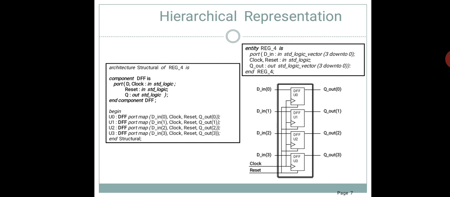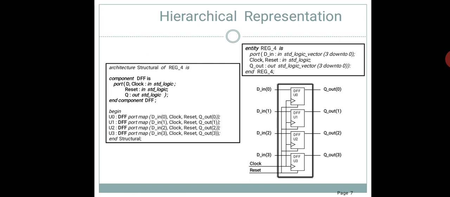For implementation of this 4-bit register, here we have taken the D flip flop which we have designed earlier. For using this D flip flop for the implementation of the 4-bit register, what we have observed is that there are 4-bit input, 4-bit output, clock and reset. So we will define this in the entity of register 4, whereas D in is an in STD logic vector 3 down to 0.